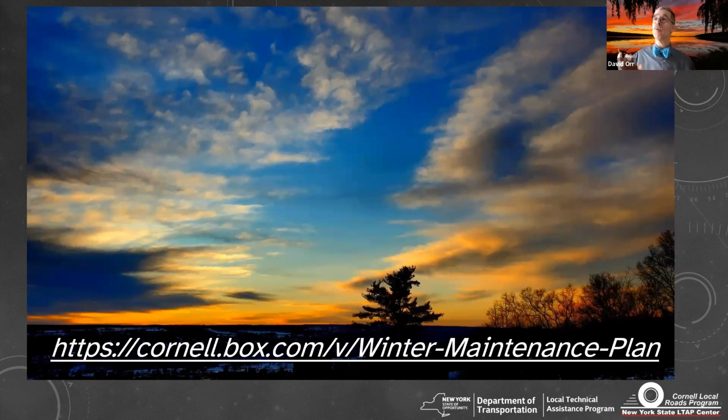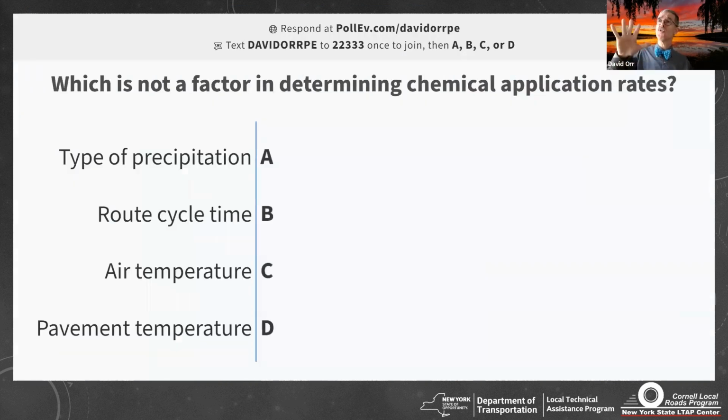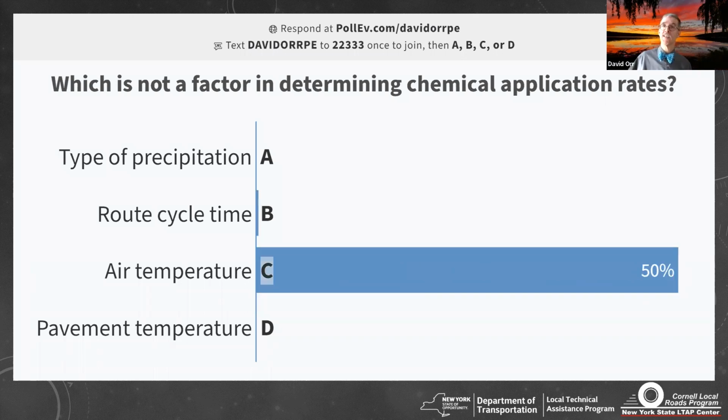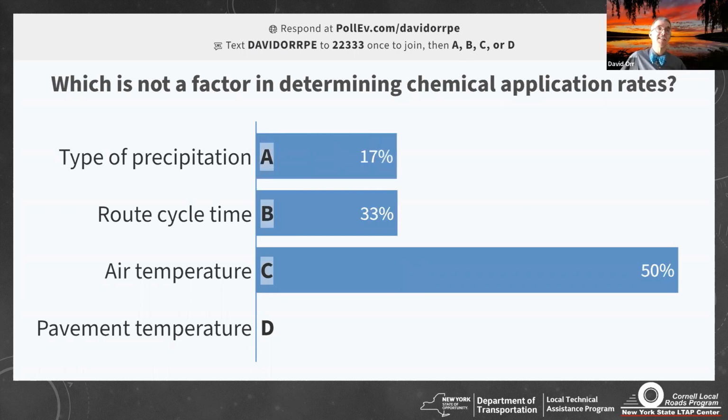So now what we're going to do, we're at 9:51, and my plan had been to be a little bit short. I figured we'd give you a 55-minute one to end the summer series. So let's do our PDH questions, and let's talk about this. Which is not a factor in determining your chemical application rate? So if you're putting down chemical, which one of these is not, surprisingly, critical? Let's see what people say.